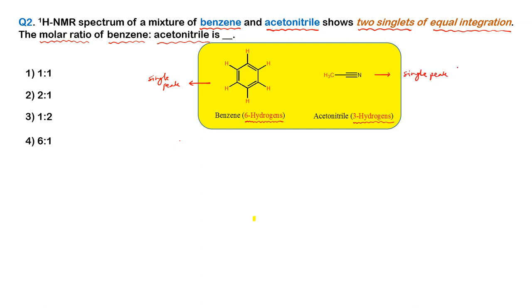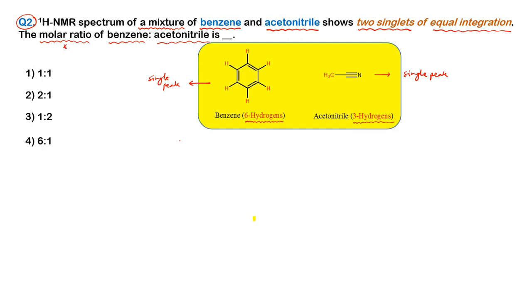But for these individual NMRs, we cannot assign integration, and that is something students need to understand: if the compound has only one type of protons, then we are not able to give integration for that compound. But in this case, the question is quite interesting, because we are taking an NMR of a mixture. So in this case, the integration that we get for the respective compounds will help us understand their molar ratios.